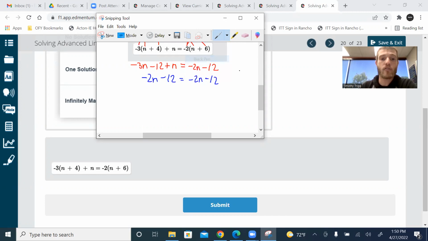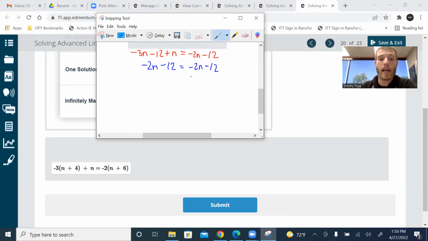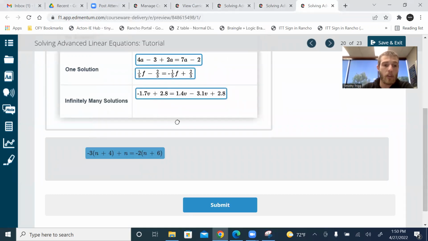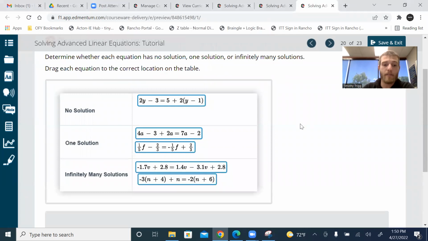Here I've got n's on both sides of the equation. So I would like to get rid of these 2n on the right by adding 2n. Since I add 2n here, I have to add 2n to the other side. Well, that cancels this as well. I'm left with -12 equals -12. Well, that's a true statement, isn't it? Yeah, -12 is equal to -12. And all my variables are canceled. So if you end up with a true statement, that's infinite solutions.